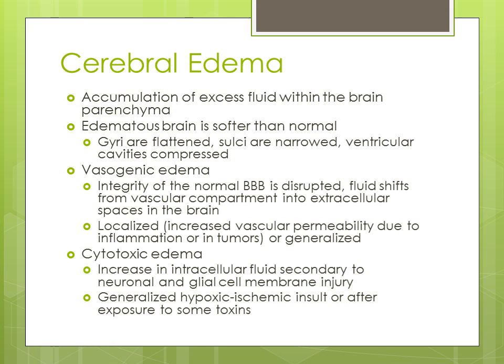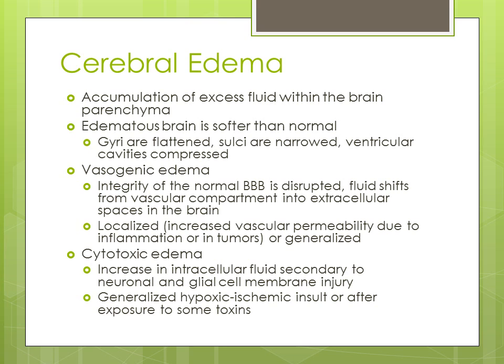Okay, so next we have cerebral edema, and this can happen for a variety of reasons, but basically it's the accumulation of excess fluid within the brain parenchyma, or the brain tissue. And an edematous brain is going to be somewhat softer than normal, and so the gyri, which are kind of the hills of the brain, and the sulci, which are the spaces in between the hills, the gyri are going to be somewhat flattened, and then the sulci are going to be narrowed.